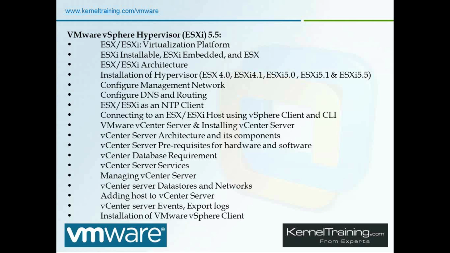Is it getting it automatically, or if you want to allocate the DNS server IP address manually to this ESXi host, you can choose by clicking the use following DNS server IP address and entering the DNS IP address over there. That's it. Next, different ways of connecting to the ESX host using vSphere client and CLI.